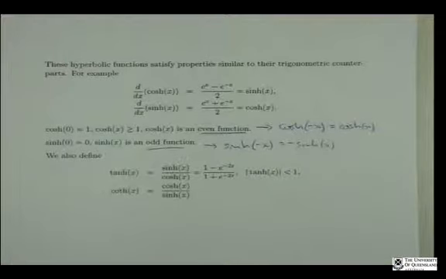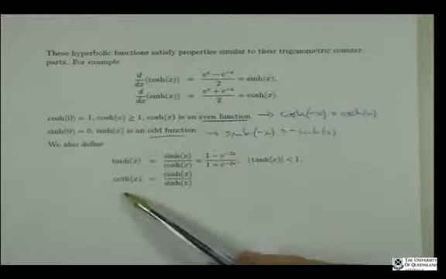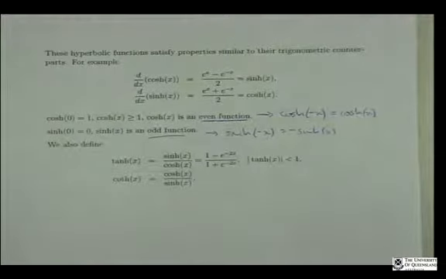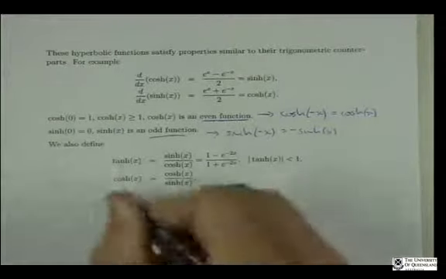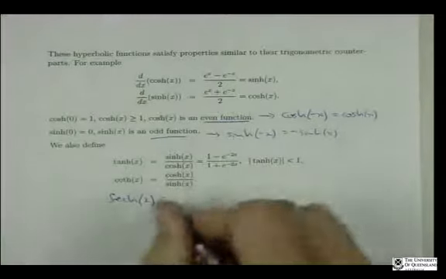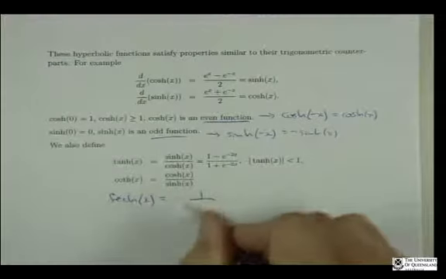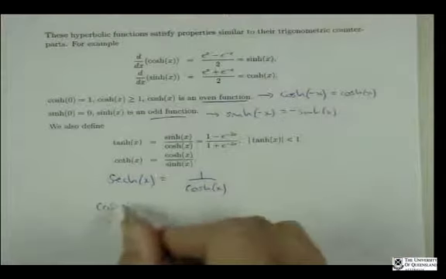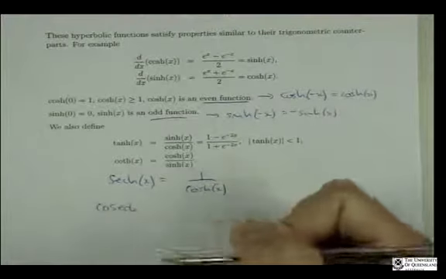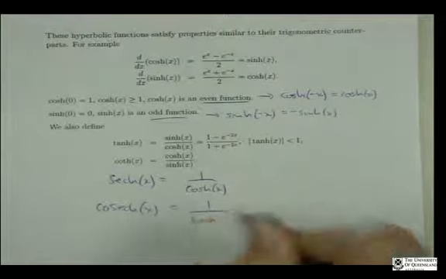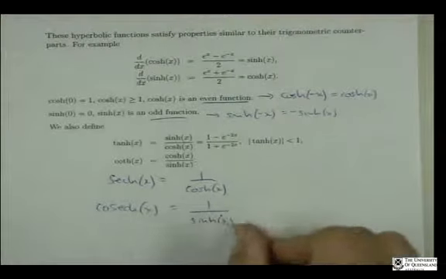See, it's a mouthful. The coth function is cosh over sinh, and we have other functions: sech as 1 over cosh x, and cosech of x as 1 over sinh of x.